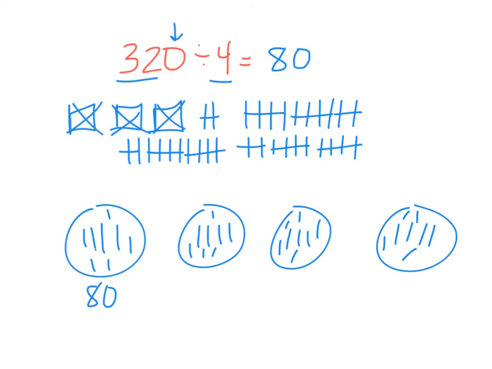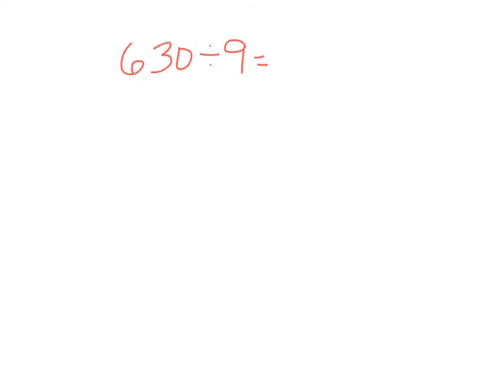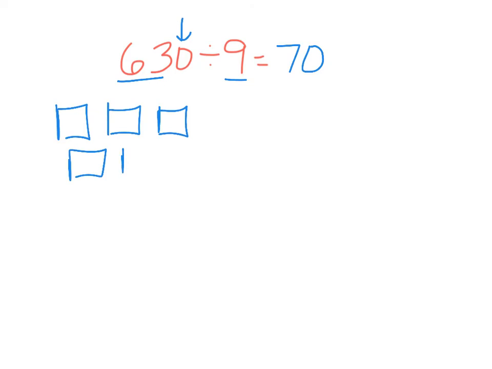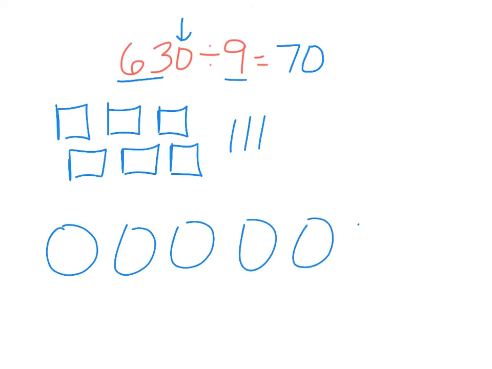Okay, last one. 630 divided by 9. My fast fact that's hiding in here is 63 divided by 9, which I know is 7, but this is 10 times bigger than 63, so the answer is going to be 70. I can draw it out. And I can distribute 9 times. 4, 5, 6, 7, 8, 9.